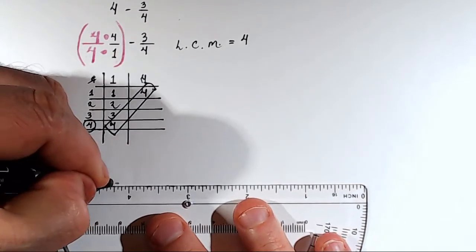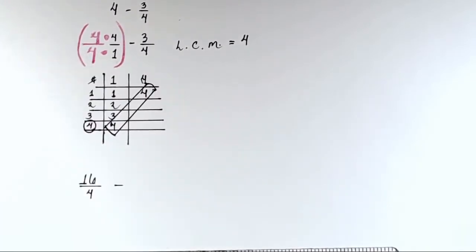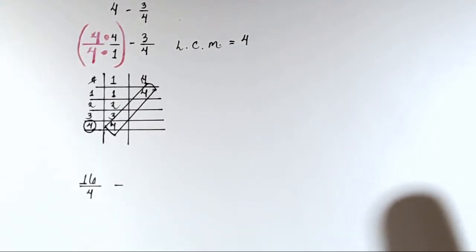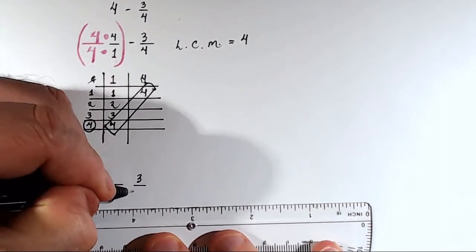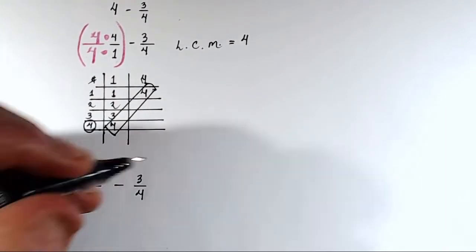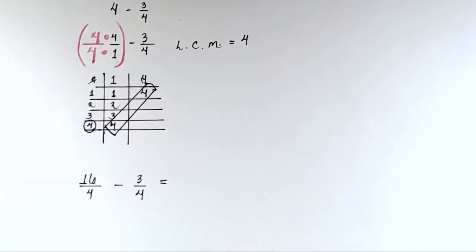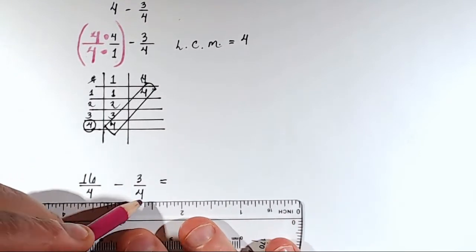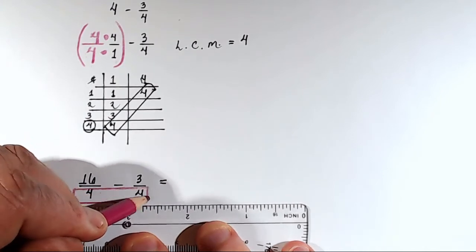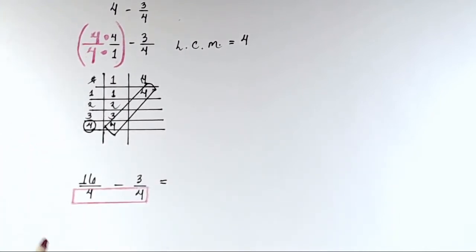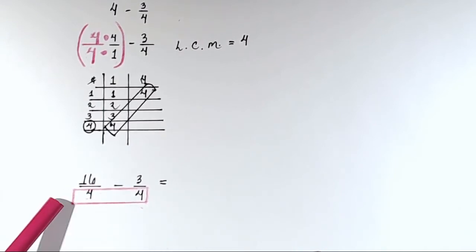And now we'll put a minus sign, and then we'll just write 3 over 4 because we didn't have to do anything to it. And we put an equal sign. So here is the litmus test for whether you can proceed. Are these denominators right here the same? Okay, are they the same? Yes. So that means we have found a common denominator.